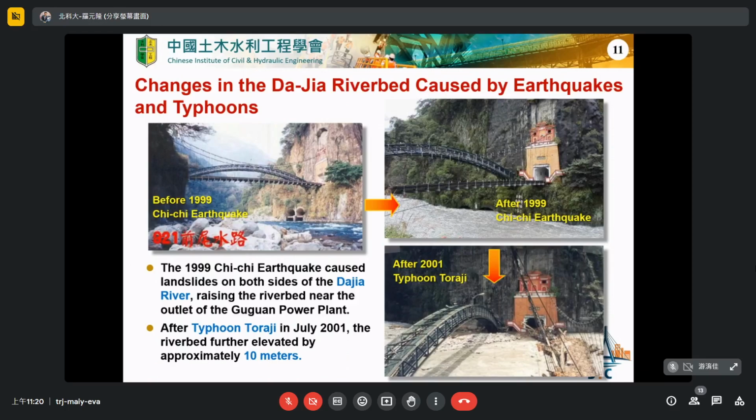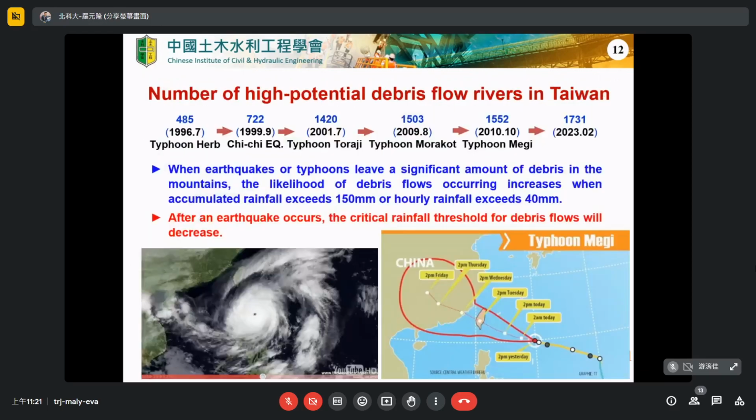After 2001, Typhoon Toraji struck Taiwan, and you can see lots of stone totally occupying the bridge deck. So you can see the natural environment changed hugely. How can we deal with this topic in the future? It's very important.